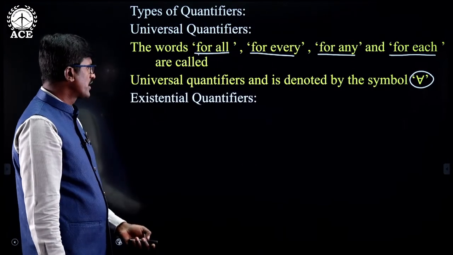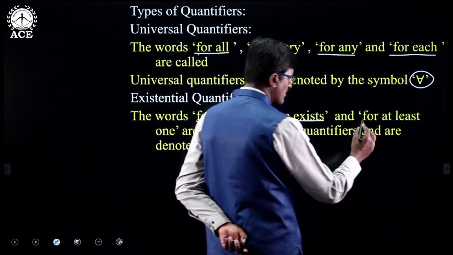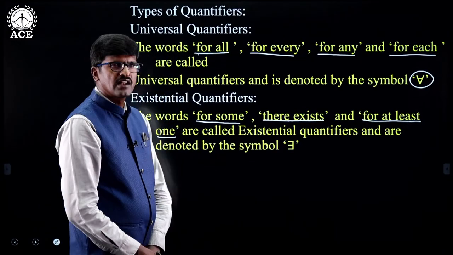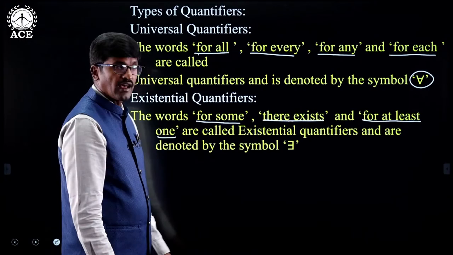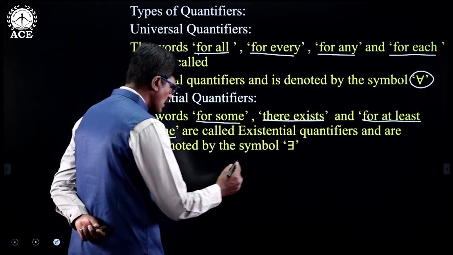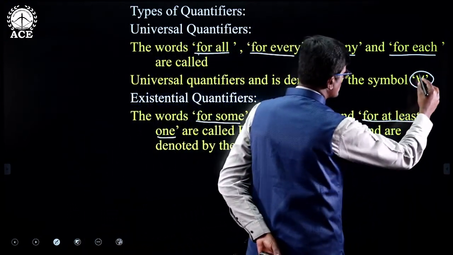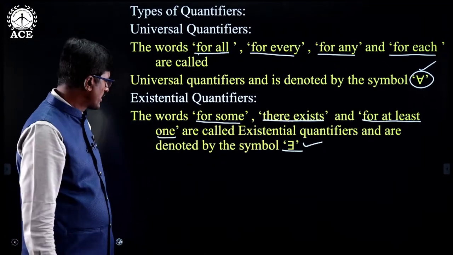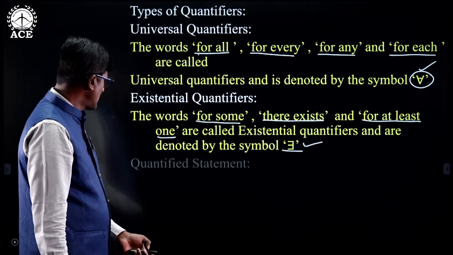Next, we have existential quantifiers. The words for some, there exist, for at least one are called existential quantifiers. These words are logically equivalent to each other. The existential quantifiers are denoted with this symbol, there exists. So this is the symbol which we use to denote the universal quantifiers, and this is the symbol which we use to denote the existential quantifiers. So the quantifiers are two types: universal quantifiers and existential quantifiers.